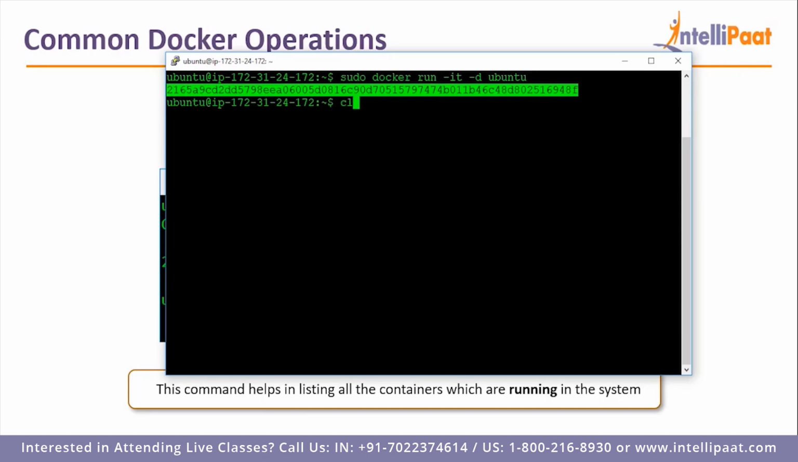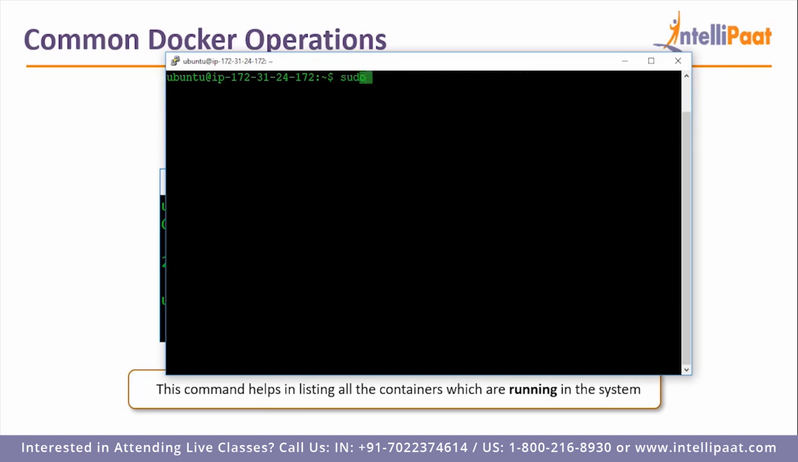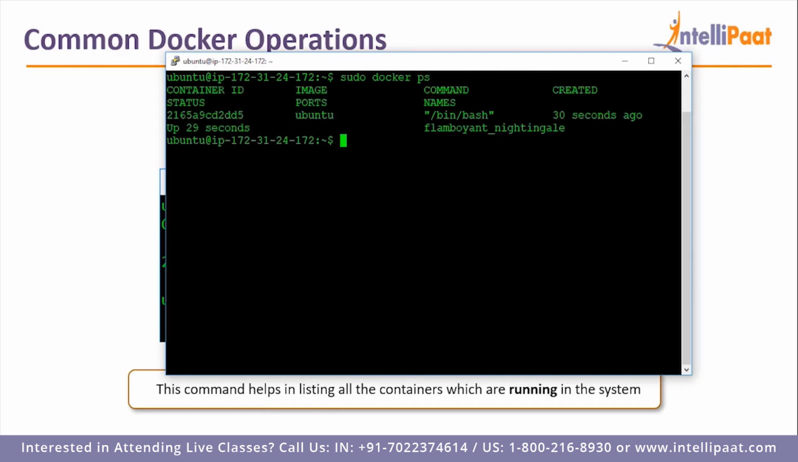So let me just clear the screen. Just pass in sudo docker ps, and this would basically show you the container which you have just started. As you can see, I started the Ubuntu container 29 seconds ago, and this is the container ID for that particular container. All right, so my container is running.